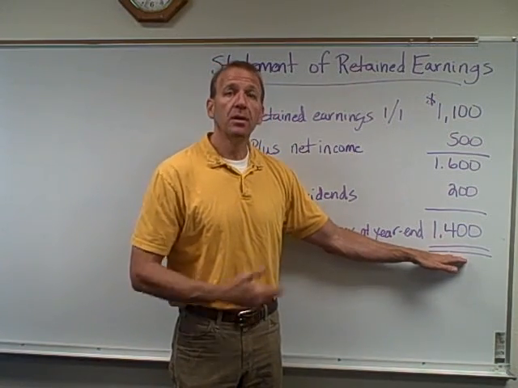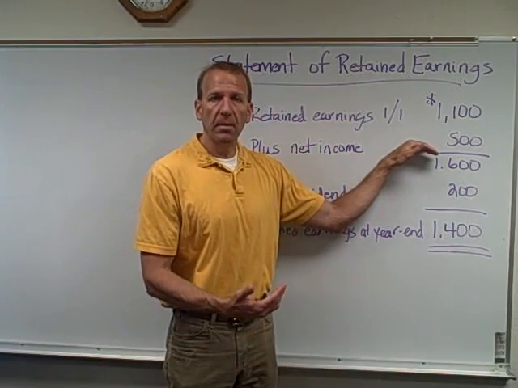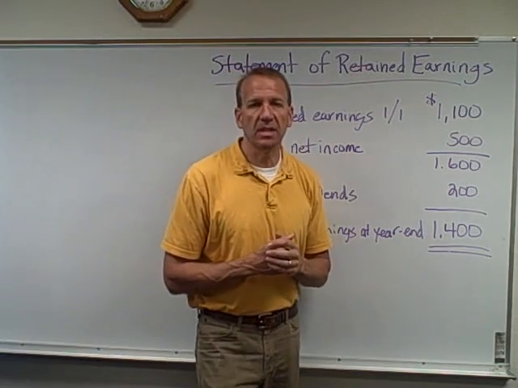Now you'll notice that there's articulation here, there's tying in of the financial statements. This number here goes to the balance sheet. This net income here, where did it come from? It came from the income statements. So there's a relationship between these financial statements, okay?